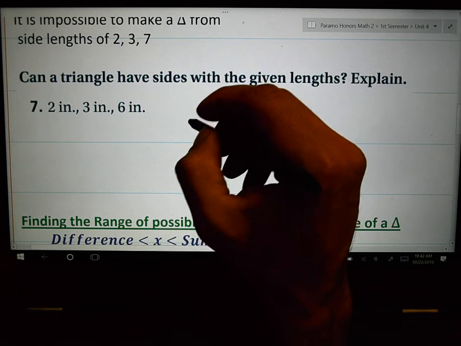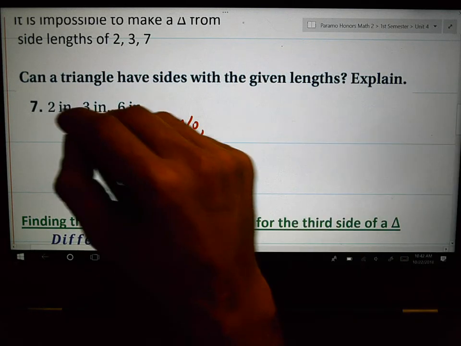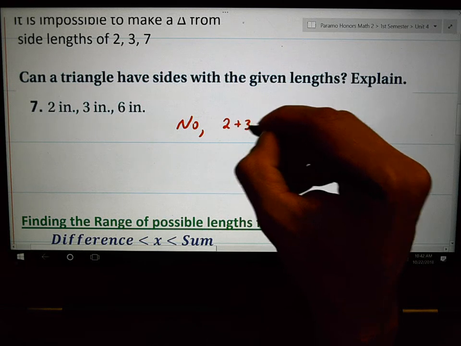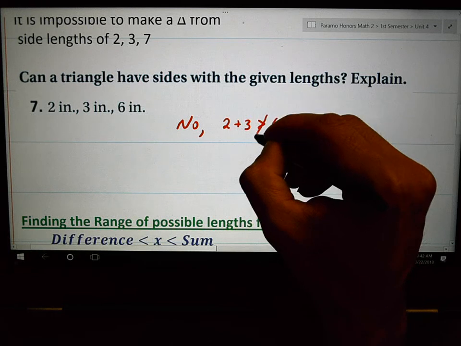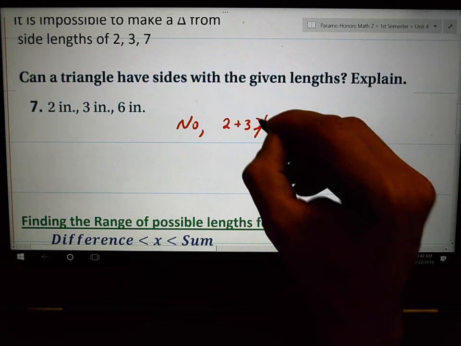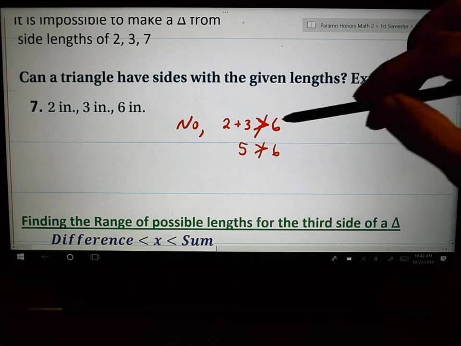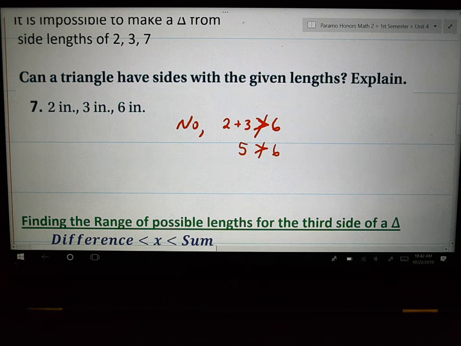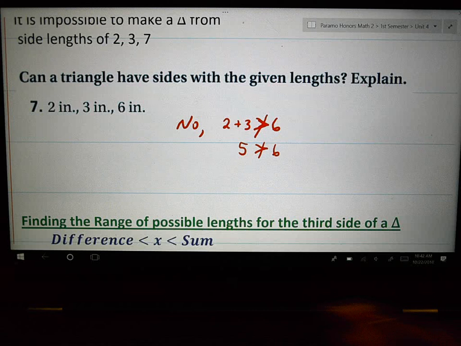The reason it is no, my explanation is this. Here's the two smaller. If I were to add those up, it is not greater than 6. 5 is not greater than 6. So I put a little line through the greater than symbol. That's my explanation. I don't need to write out a bunch of words. I can say that I added the two smaller pieces, and then it's not greater than the third piece.